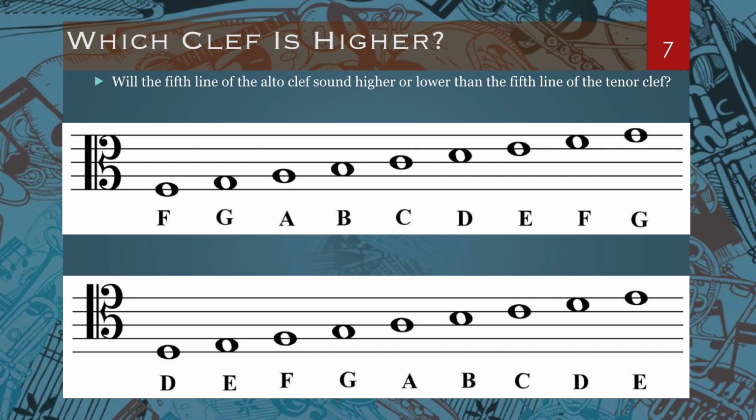Knowing that middle C is in the center of the clef, you can see that the alto clef is actually a third higher than the tenor clef. So if you play a note on the alto clef and it appears the same way on the tenor clef, then the alto note is actually going to be the higher note.